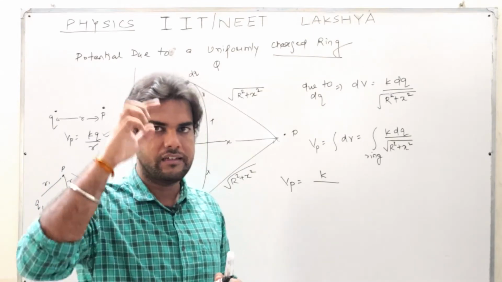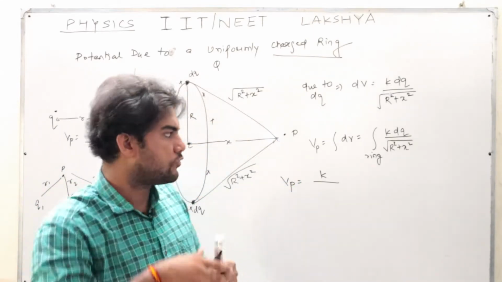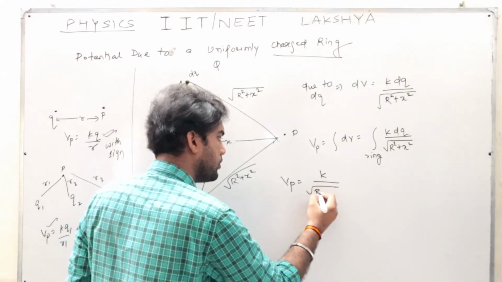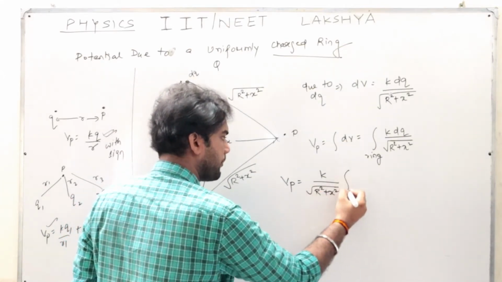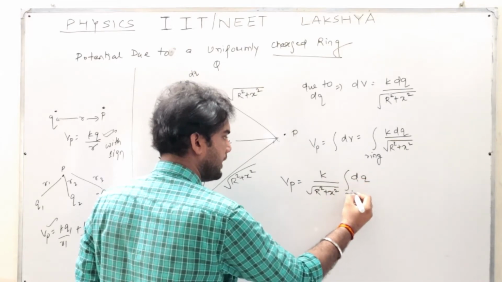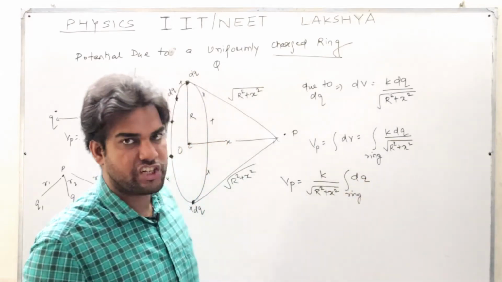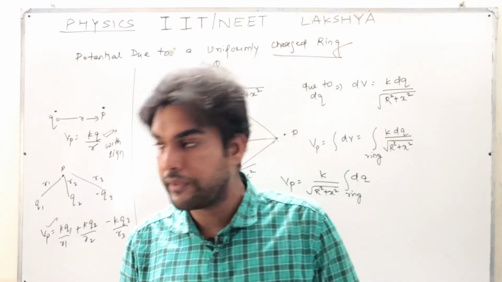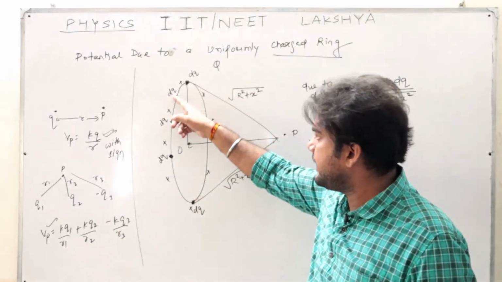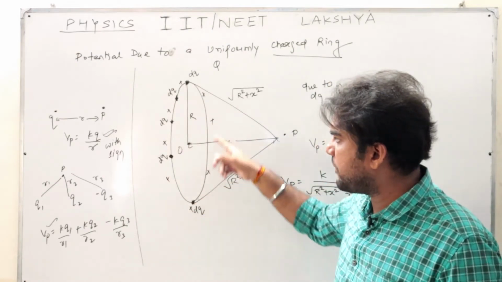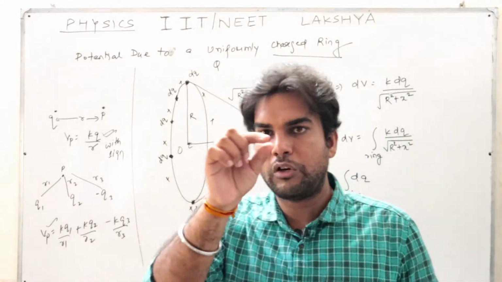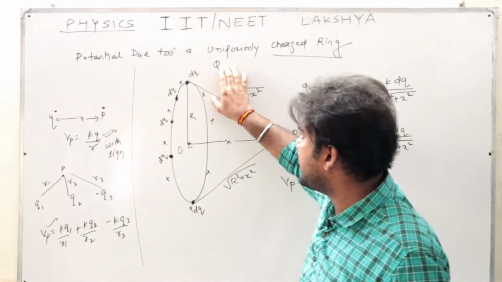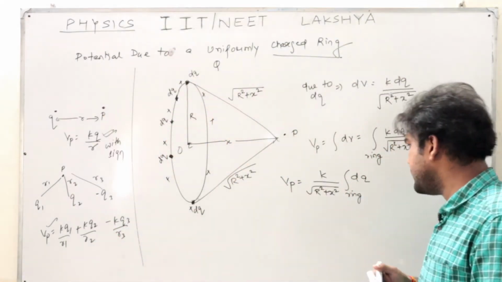This is the ring, and the point P is here. So all the distances would be the same, and even this denominator is acting as a constant. So I'll take it out: under root r square plus x square, integral dq for the entire ring. Now what is the meaning of integration dq? As I already told you, it is nothing but summation. So dq plus dq plus dq, infinite dq's are there. When you add all the small charges, how much will it add up to? Entire charge q. So I can say integral dq is nothing but q.